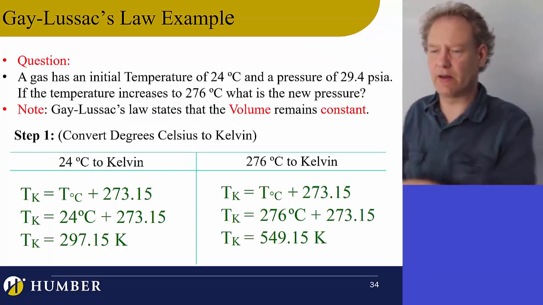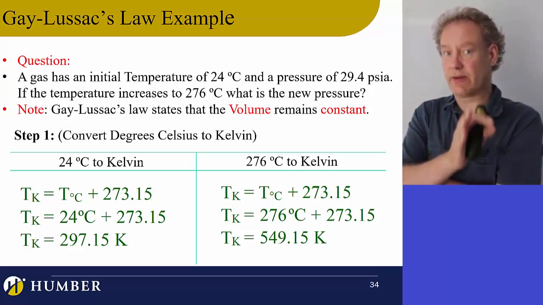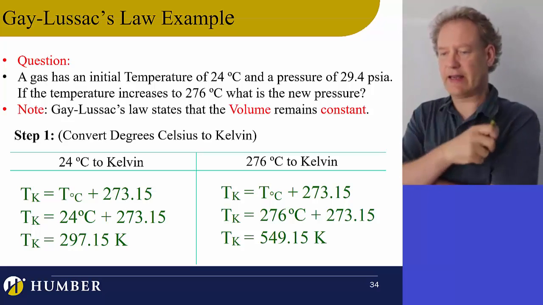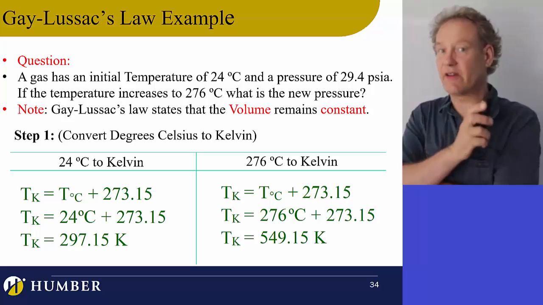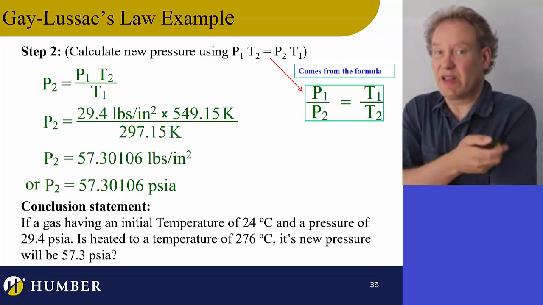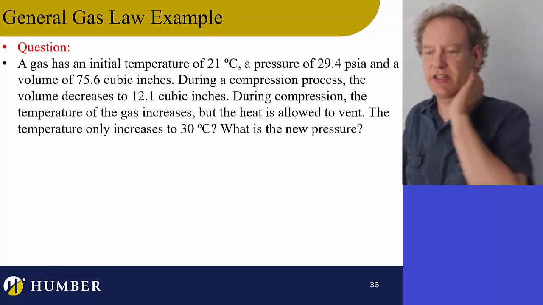Let's just go back and take a look at it. So we started with 297 Kelvin, and we're going up to 549 Kelvin. Okay, so the pressure is definitely going to increase. Our initial pressure was 29.4. Our final pressure is 57. I think that makes sense. And we can see that it's a linear relationship. Okay, so let's continue on here.